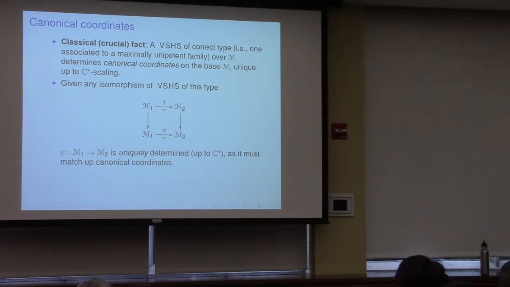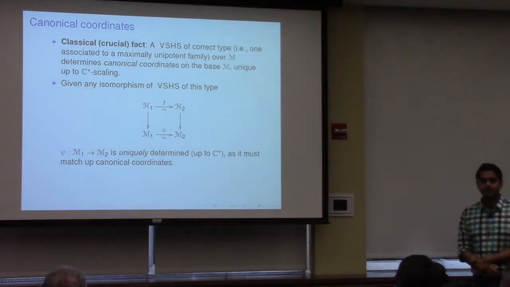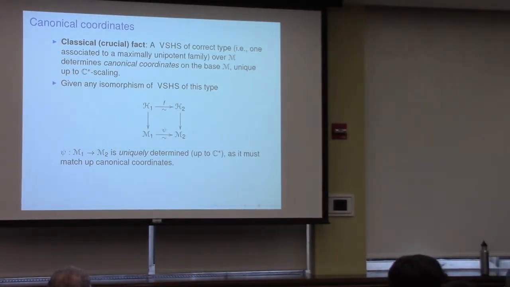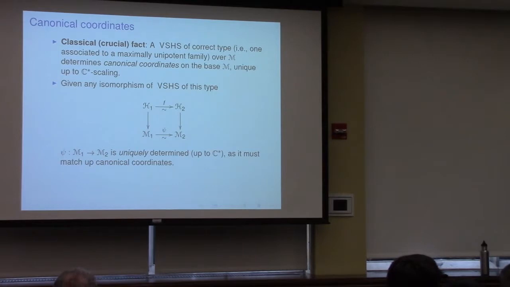Okay, so this is the key input into our story that we're going to be using. Any questions about this? Do you need the integral structure to fix the C-star scaling? Maybe you do. I don't know. You don't need an integral structure for canonical coordinates. I think maybe if they're higher dimensional bases, the integral structure can really help. But we're working with one-dimensional bases. You don't need an integral structure.